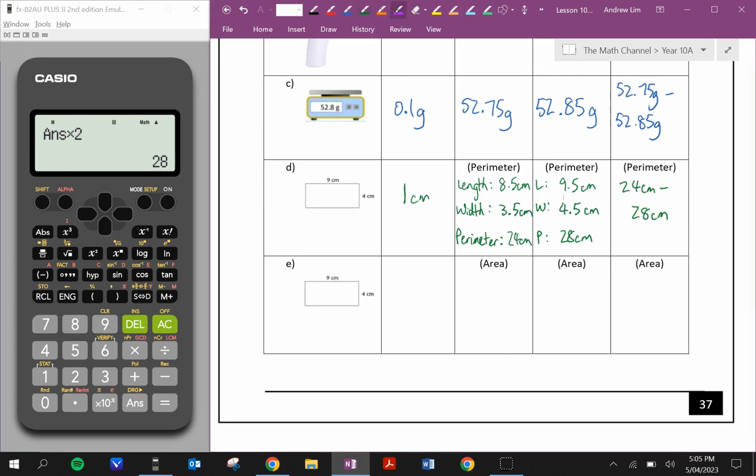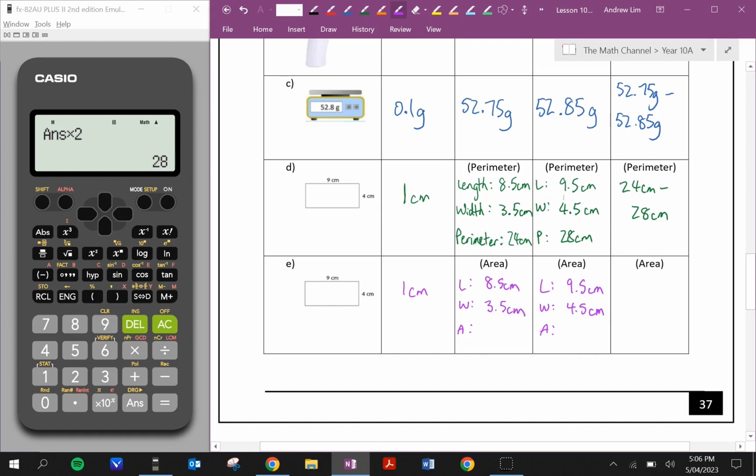So let's have a look at E, all right? Again, it's the same thing. But this time we're going to be looking at area. So we can see that the smallest unit of measurement is 1 centimeter. Length, width, area. So again, the length and the width are going to be the same as up here, right? The upper bound of the 9 centimeters is 9.5, and the lower bound is 8.5. The upper bound of the width is 4.5, and the lower bound is 3.5.